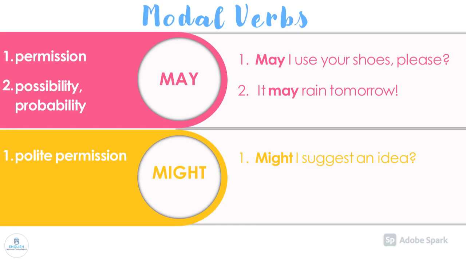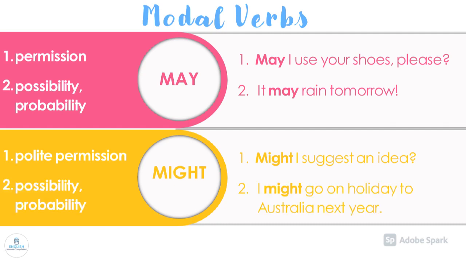Let's now have might. Might expresses polite permission. Example: might I suggest an idea? Also, might expresses a weak possibility or probability. Example: I might go on holiday to Australia next year.